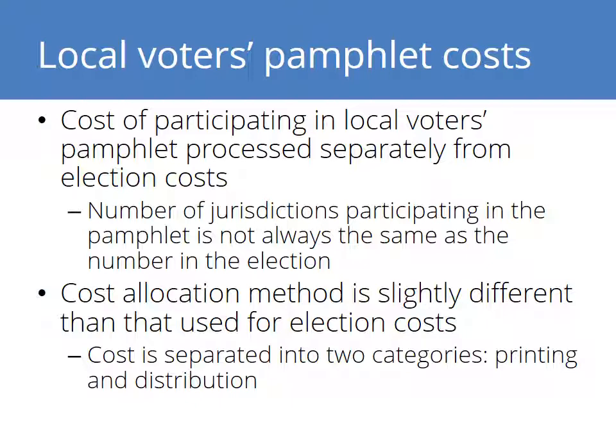Local voters pamphlet costs are determined for each participating jurisdiction based on the number of registered voters, but the cost is separated into two categories: printing and distribution. Printing costs are driven in large part by the number of pages in a pamphlet. Therefore, the allocation of printing costs are factored by the number of pages for each jurisdiction. Distribution costs are not impacted by the number of pages, and thus are calculated in the same way as election costs. The allocation of printing and distribution costs are combined for a full cost of participating in a local voters pamphlet.